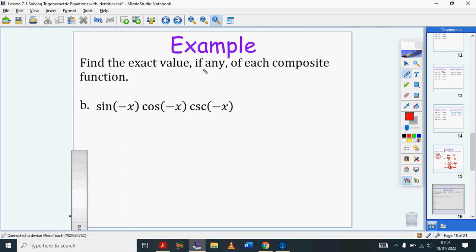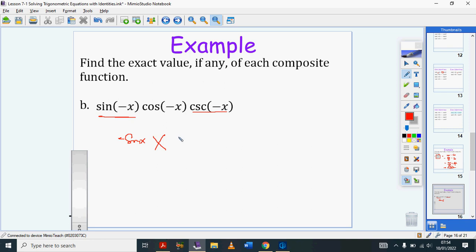Find the exact value of each composite function. Okay, let's see. We know this is an odd function because the negative is on the input value. So let's just keep that in mind. I know it will become negative sine x. This is all multiplication, so multiply by, I'm going to skip to this one.